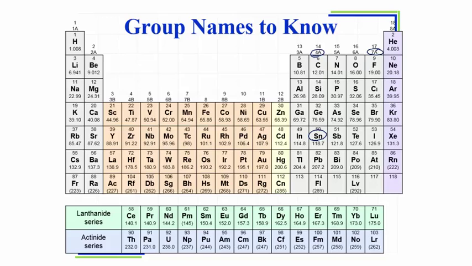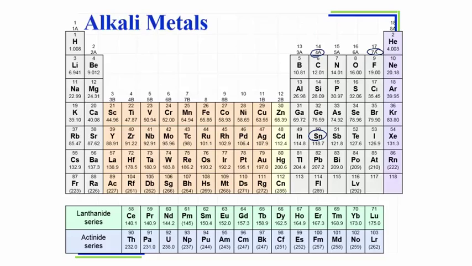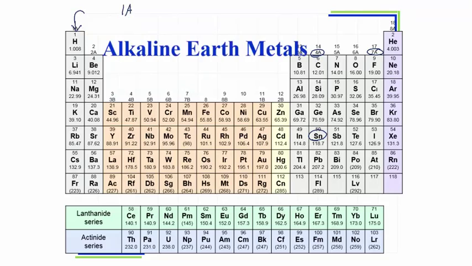Okay, so there are some groups that we need to know the names of, because I will use these names as we proceed through this unit and for the rest of our chemistry course. The first one we want to make sure we know the name of is our alkali metals. The alkali metals are this group right here, the 1A family. Sometimes you could just call them the 1A family, but they're the alkali metals. The next is the alkaline earth metals. The alkaline earth metals are the 2A group.